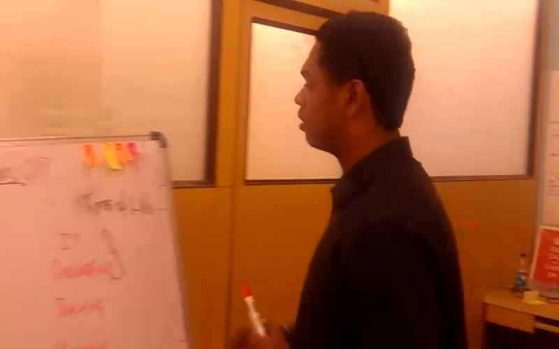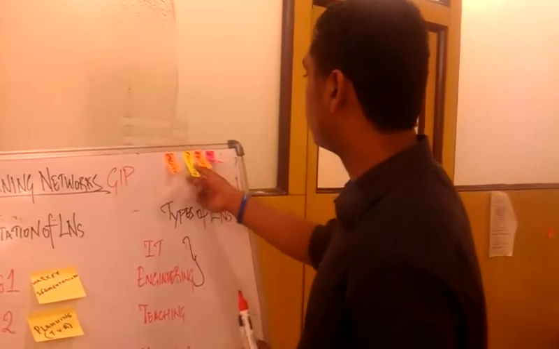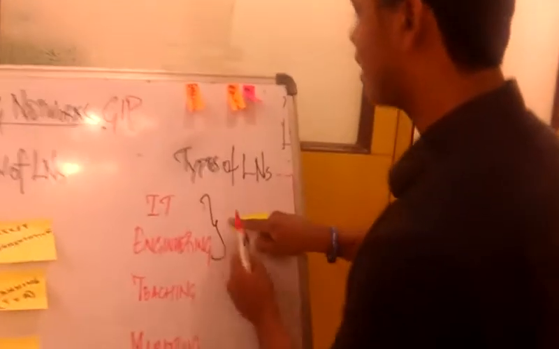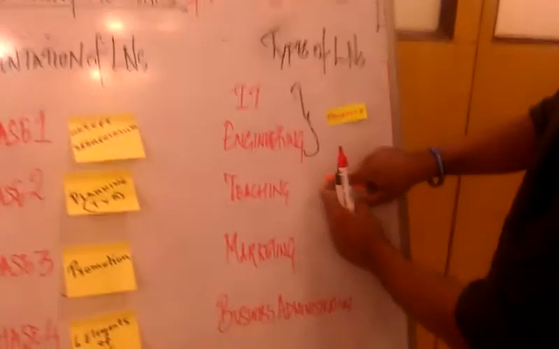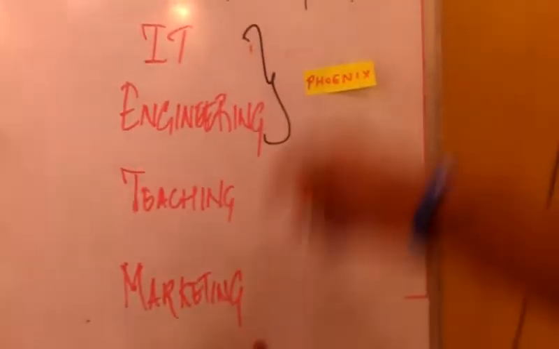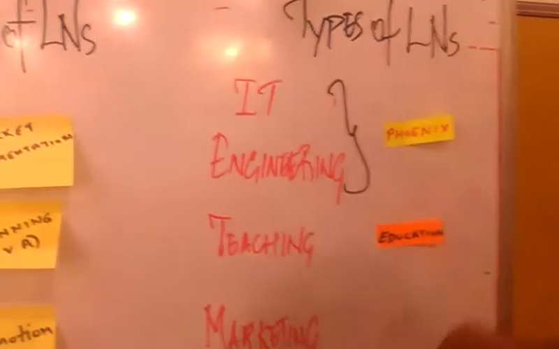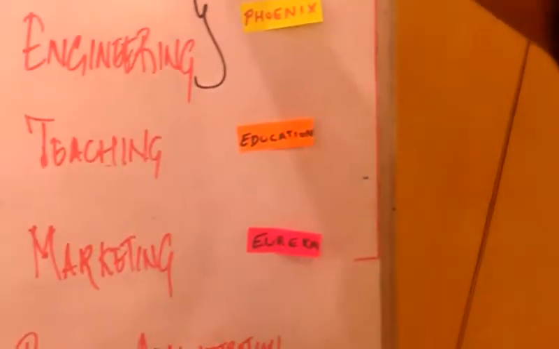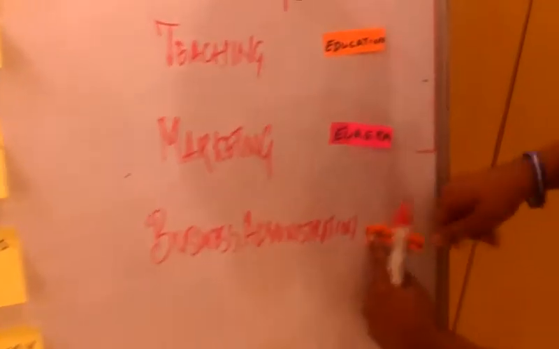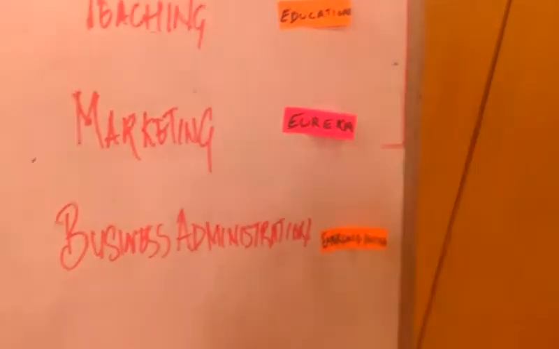So now finally, the kind of LNs that we want to work with. The first LN is called Phoenix, which is your technical LN, consisting of IT and engineering. The second LN is called Education, which consists of your teaching sub-product. The third LN that we want to work with is Marketing, which is also called Eureka. And the final one is called Emerging India, which is basically business administration.